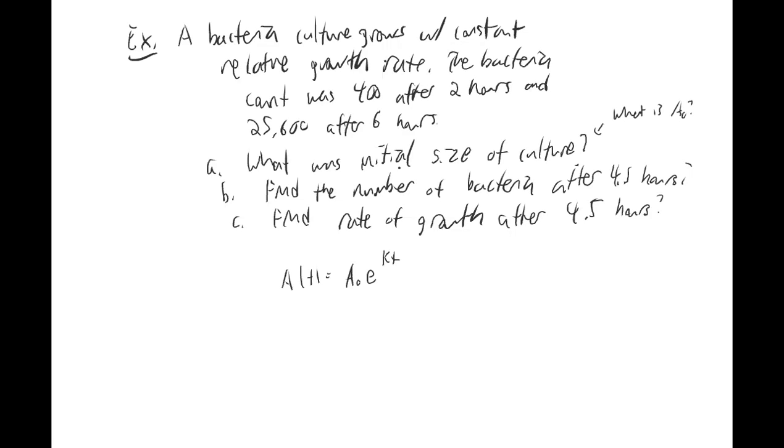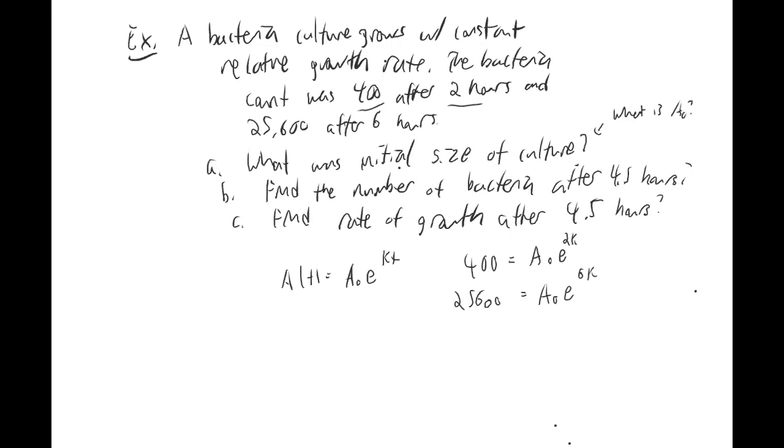So let's use the information we have. It's 400 after 2 hours, so I know A of 2 is 400. So I have 400 equals A naught e to the 2K. And then I have 25600 equals A naught e to the 6K, right? So you have two equations, two variables. You could solve for K, solve for A naught.